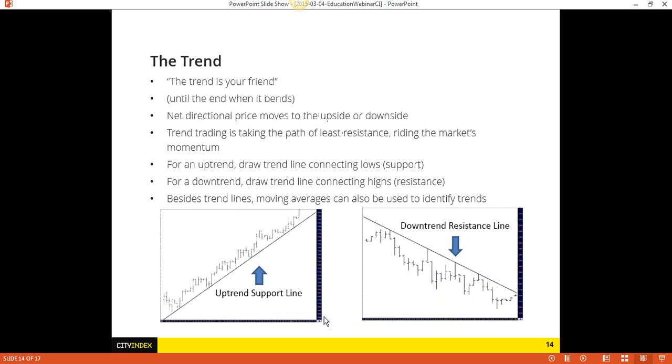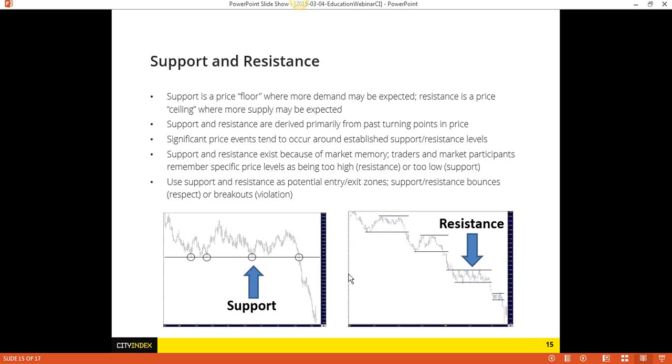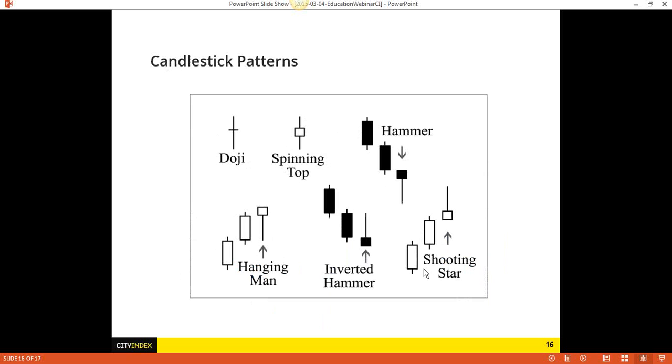And then, of course, I use the trend, and I use trend lines, and I use moving averages to define the trend, okay? And I use support and resistance. Again, not an indicator, but among the most important things you could possibly use in your trading, support and resistance, okay? And this is going to be a subject for another webinar. Okay, and then I use candlestick patterns.